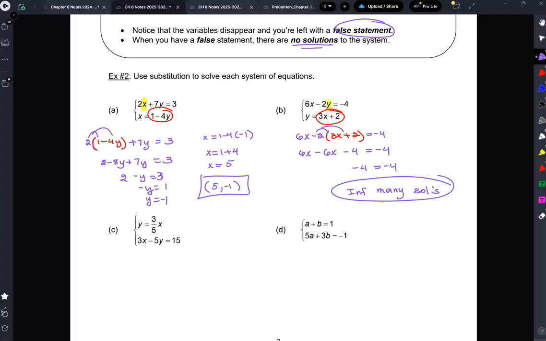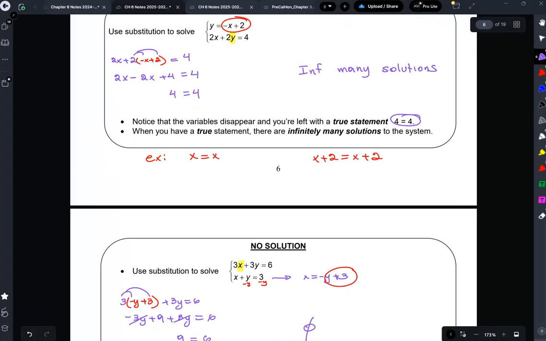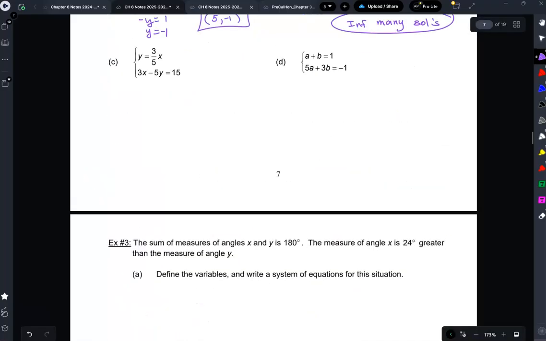You get zero solutions when it's a false statement. True statement, infinitely many. If you forget, look here. True statement, infinitely many. Okay? All right, let's do one more.